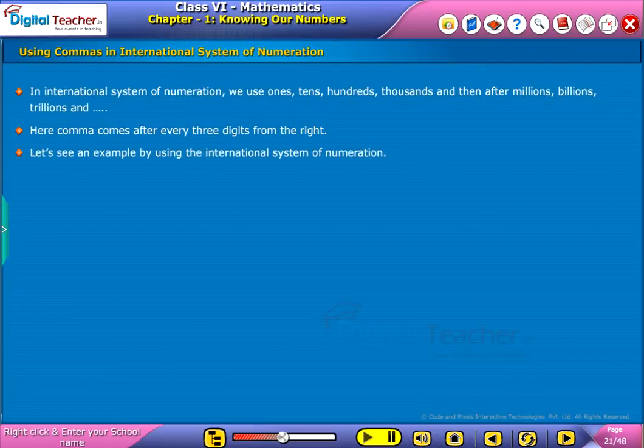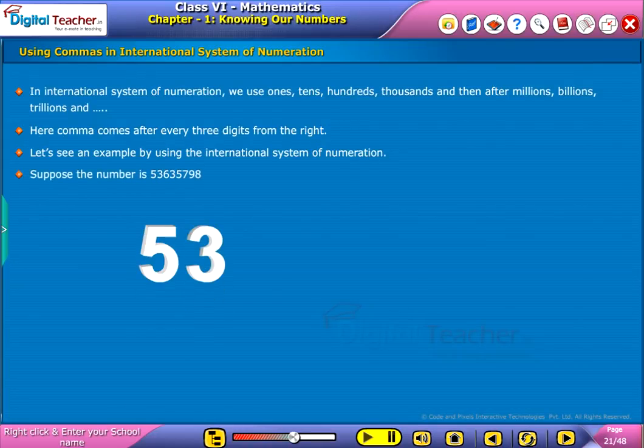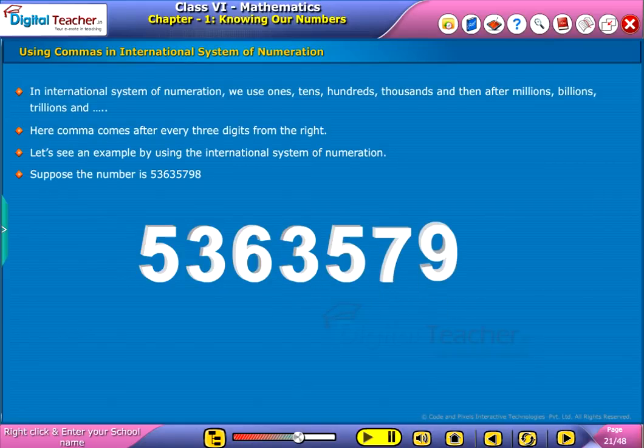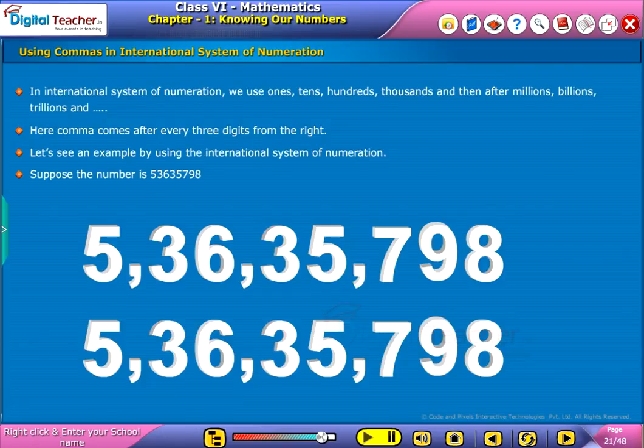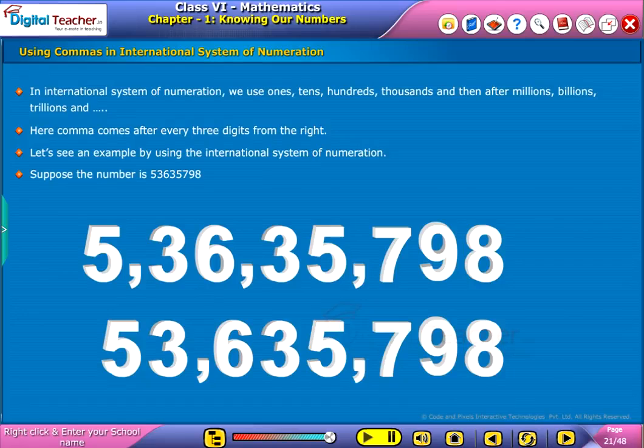Let's see an example using the International System of Numeration. Suppose the number is 53635798. In the Indian System of Numeration, it can be read as 5,36,35,798. In the International System of Numeration, it can be read as 53,635,798.